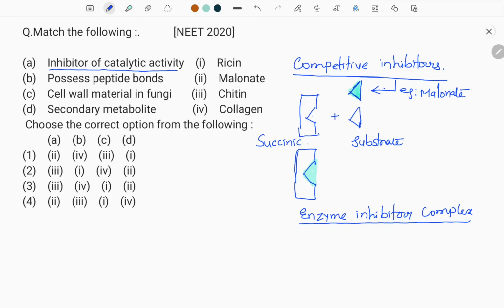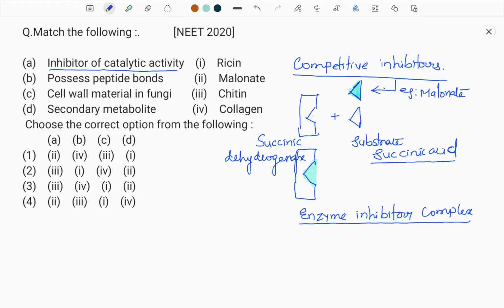Succinic dehydrogenase is the name of the enzyme, and the substrate is succinic acid. When succinate binds with the succinic dehydrogenase, then succinic acid will convert into fumaric acid. But since the inhibitor malonate is bound with the enzyme, succinic acid is not bound with the enzyme, so the succinic acid does not convert. That is the case here.